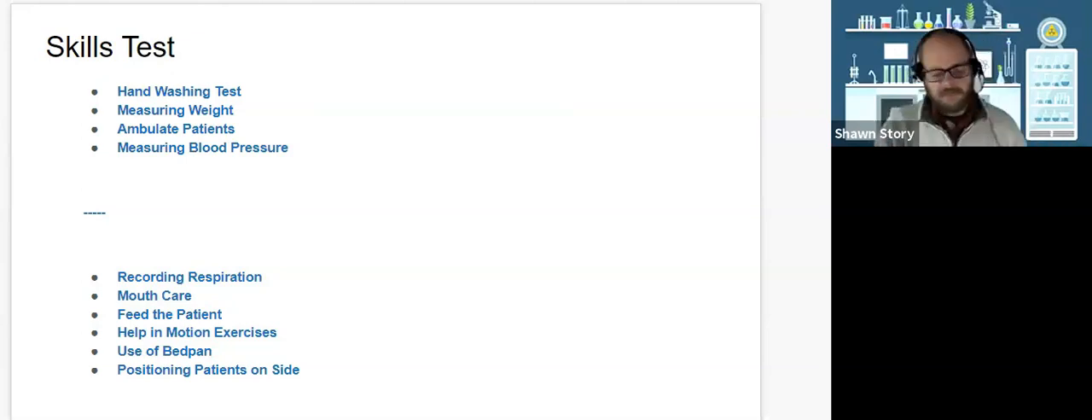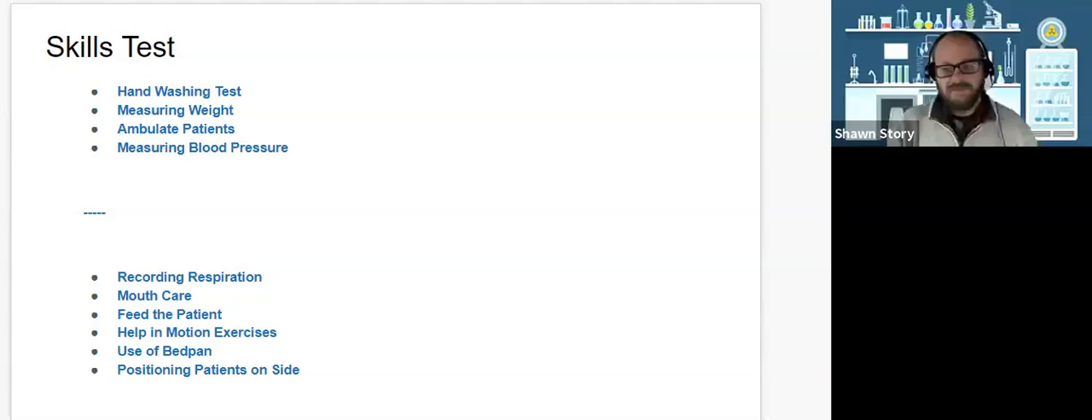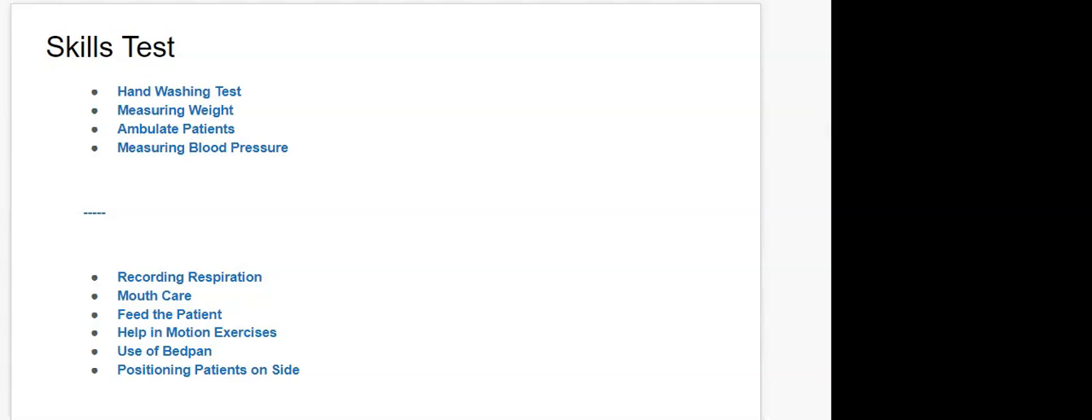What else did you see? What were some of those really important steps that need to happen? Keeping it clean. She lowered the bed before she got started. Why did she do that? What did she have to do? So they'd be at eye level.